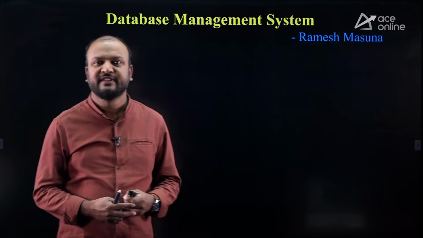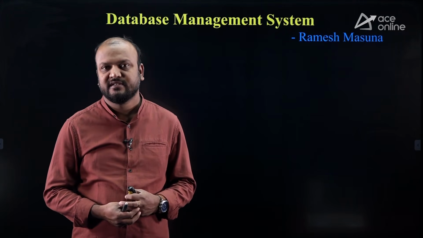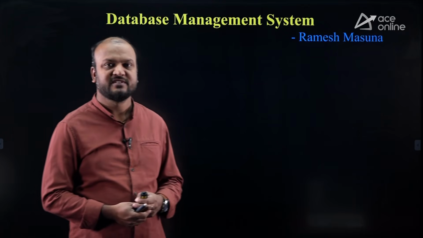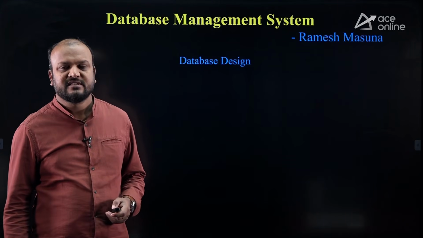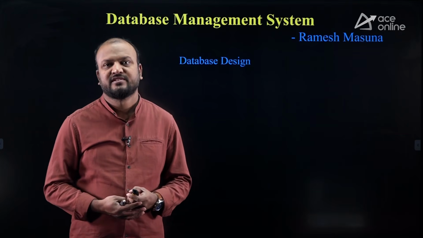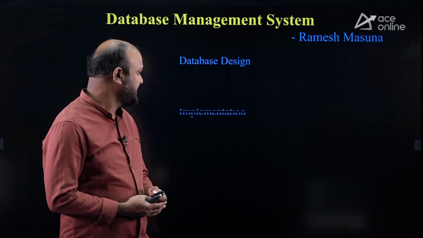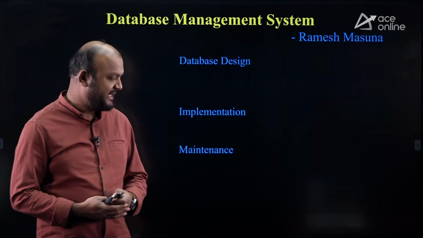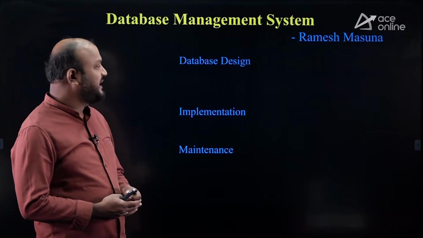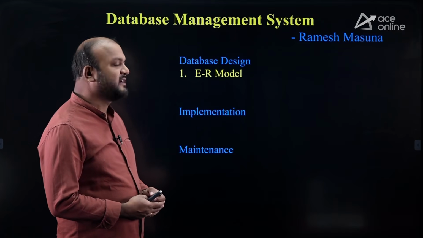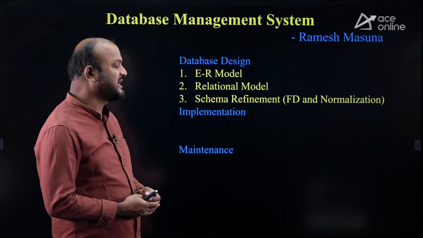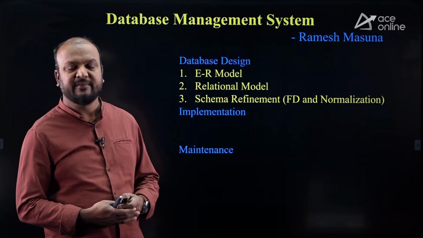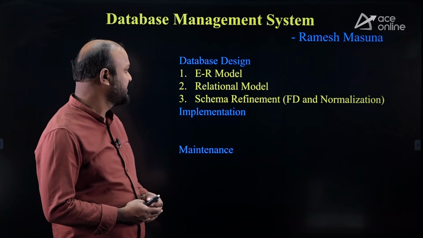So today we will continue with the revision session on database management systems and also data warehousing for DS students. As we know, the syllabus is divided into three parts called database design, implementation, and maintenance. In database design, we have ER models, relational models, then schema refinement. We call functional dependency and normalization.